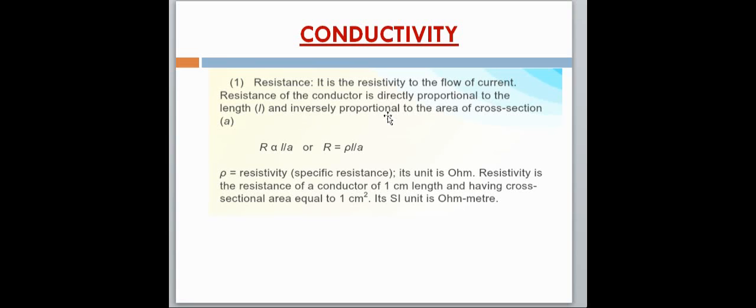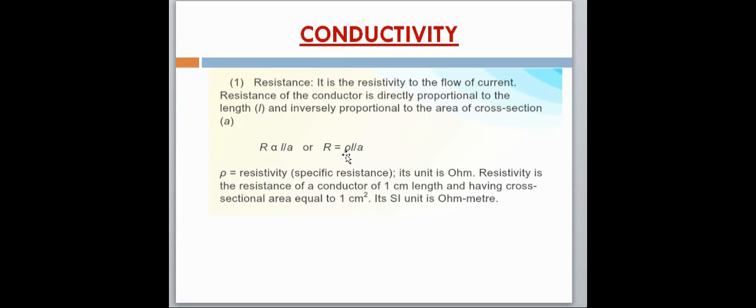Now, the resistance of a conductor is directly proportional to its length and inversely proportional to the area of cross section of that conductor. This is something you must be familiar with. It becomes part of Ohm's law, and in 10th standard you must have studied all this. This is just a repetition of it. So resistance is directly proportional to length and inversely proportional to area of cross section of the conductor.